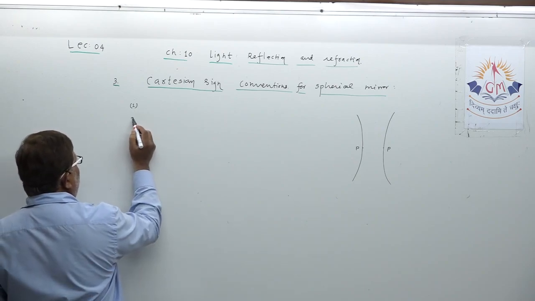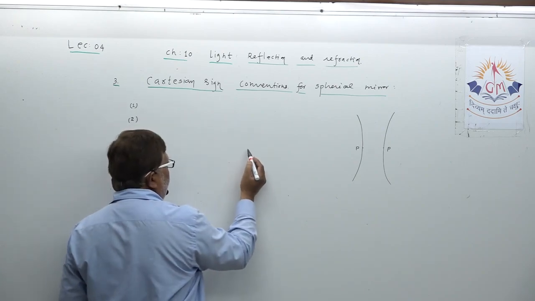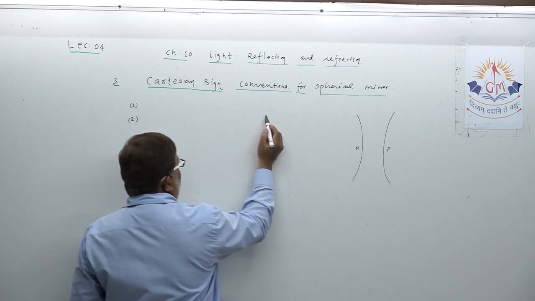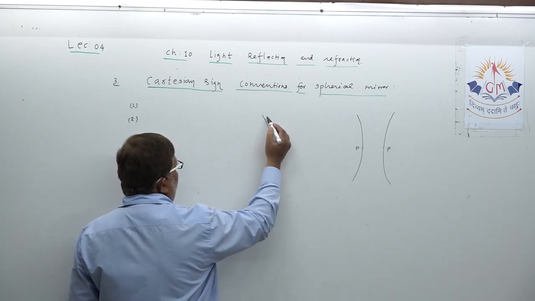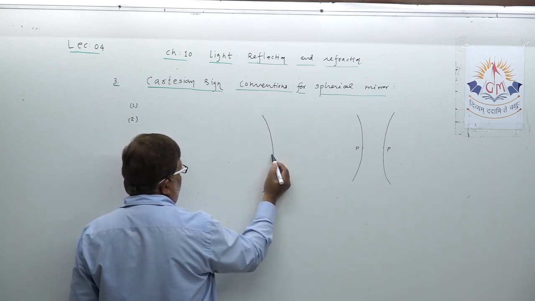Second point, dear student. I am just drawing a diagram so that you can understand it. For the second one, I am showing the concave mirror now. Suppose this is the pole.